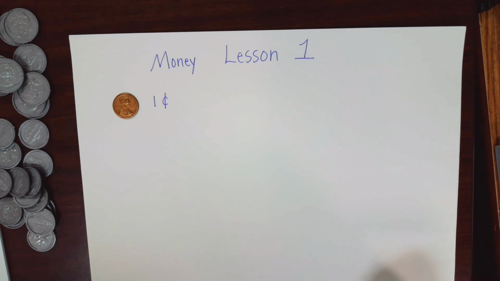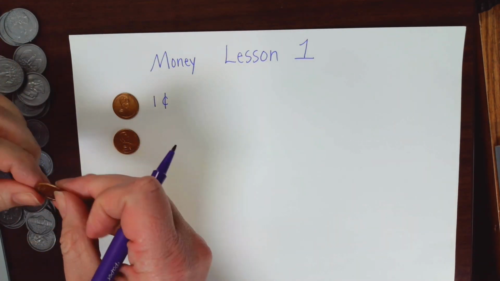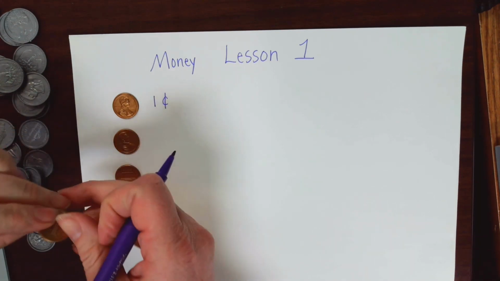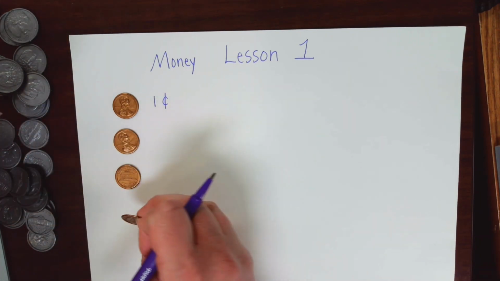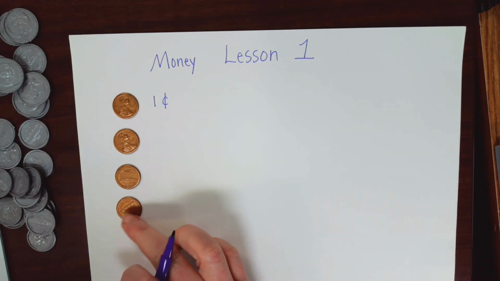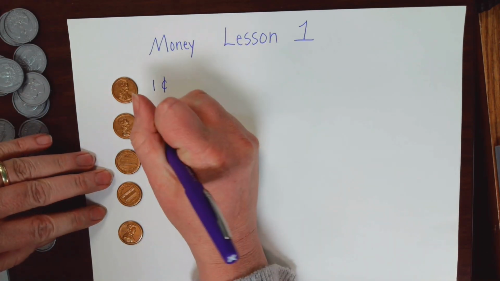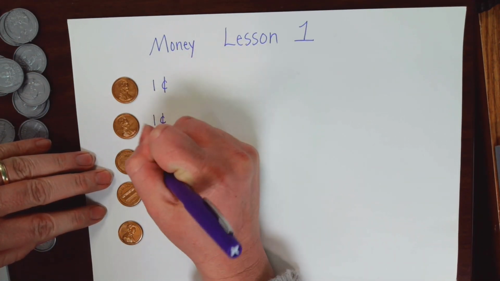And if you have 5 pennies, and I'll flip a couple over on the back so you'll be able to see the back. You'll also know that the penny is a different color than all the other coins that are common. So if I have 5 of these, they're each worth 1 cent.